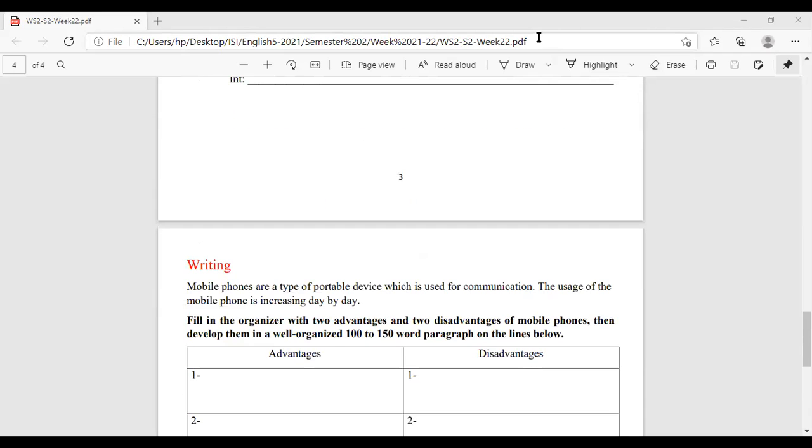Again, I repeat, the rest of the worksheet is not a homework. You have just to solve it by yourself at home during the weekend, and then we're going to correct it later together. Okay, let me take you in turn.